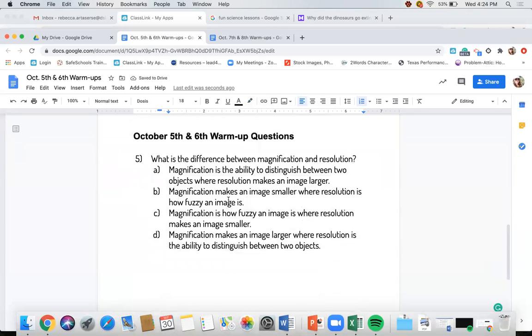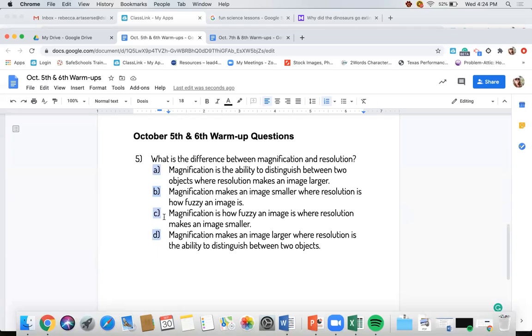Number 5, what is the difference between magnification and resolution? So A says magnification is the ability to distinguish between two objects, where resolution makes an image bigger. I think it's the opposite. With magnification, you think of a magnifying glass, you're making things bigger so you can see them. So not A. B, magnification makes an image smaller. No, when we're magnifying, we're making it bigger. So it's not B. And resolution is how fuzzy an image is. Well, no, resolution is to distinguish between two objects. So we're looking more at clarity, not fuzziness.